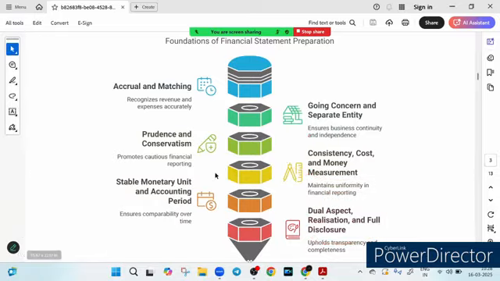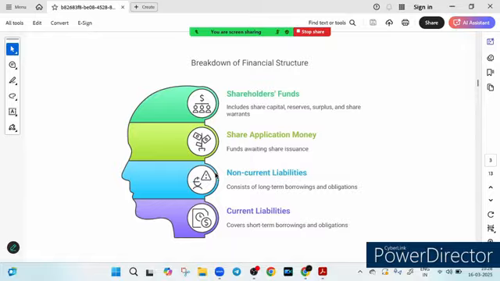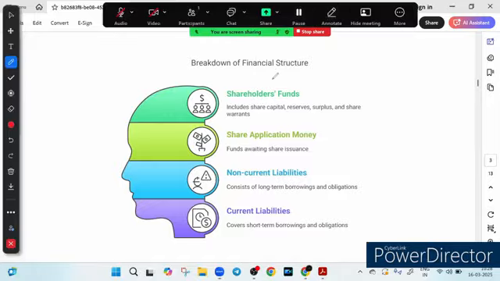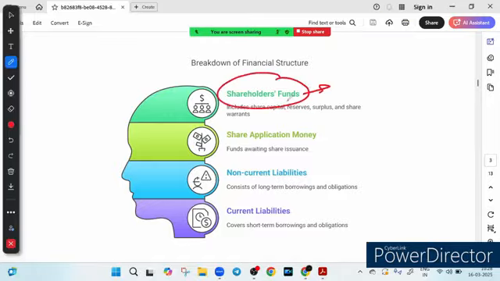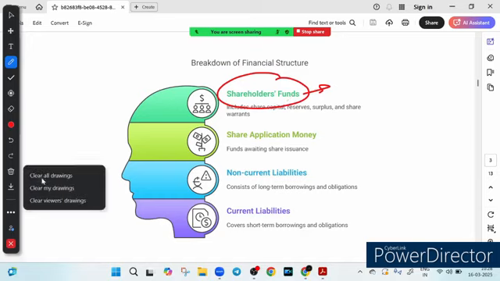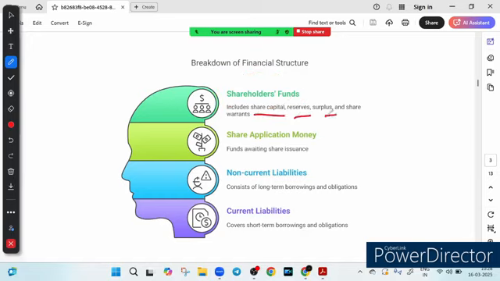Now let's look at the breakdown of the financial structure. Ever wondered how a company's financial structure is organized? Let's break it down into four key components, each playing a crucial role in the company's financial health. The first is called shareholder fund. This is the backbone of company financial strength. Why? Because it includes share capital, reserves, surplus, share warrants, all representing the owner's stake in the business. The stronger the shareholder fund, the more financially stable the company is.